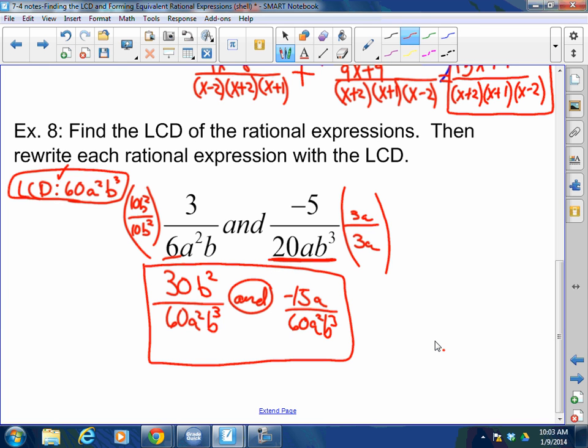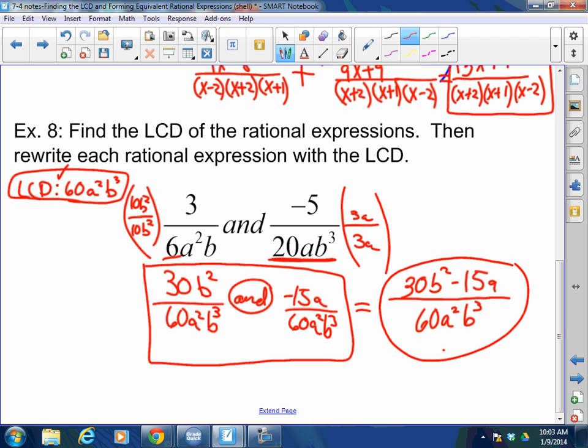What would you do if you added it? If you added this together, they're not like terms, so the answer would be 30b squared minus 15a over 60a squared b cubed. And then from there, I could factor out a 15 if I wanted to, and then I could reduce the 15 with the 60. But it's not simplified, but that's what it would become. And then you would have to factor it out. That's for tomorrow.